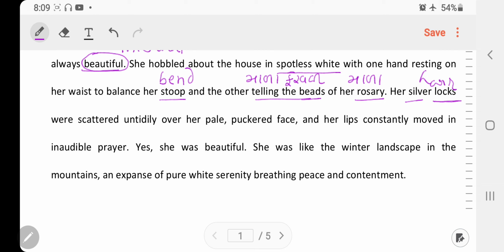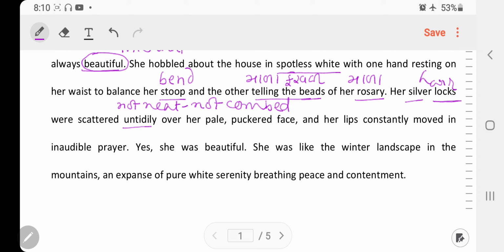Her silver locks were scattered untidily over her pale, puckered face, and her lips constantly moved in inaudible prayer. એના જે વાળ હતા એ સફેદ રંગના હતા, and they were scattered untidily. That means they were not neat. Untidily means not neat. That means not combed properly. વાળને દાંતિયાથી ઓળાવીને રાખેલા નહોતા, but they were scattered. Scattered means વિખરાયેલા હતા. And how was her face?